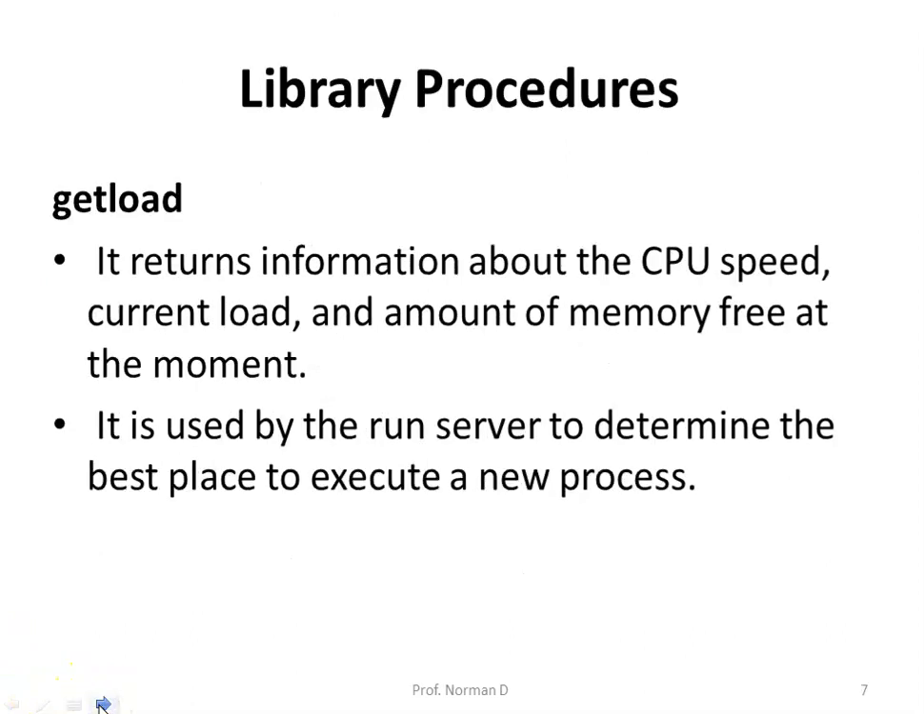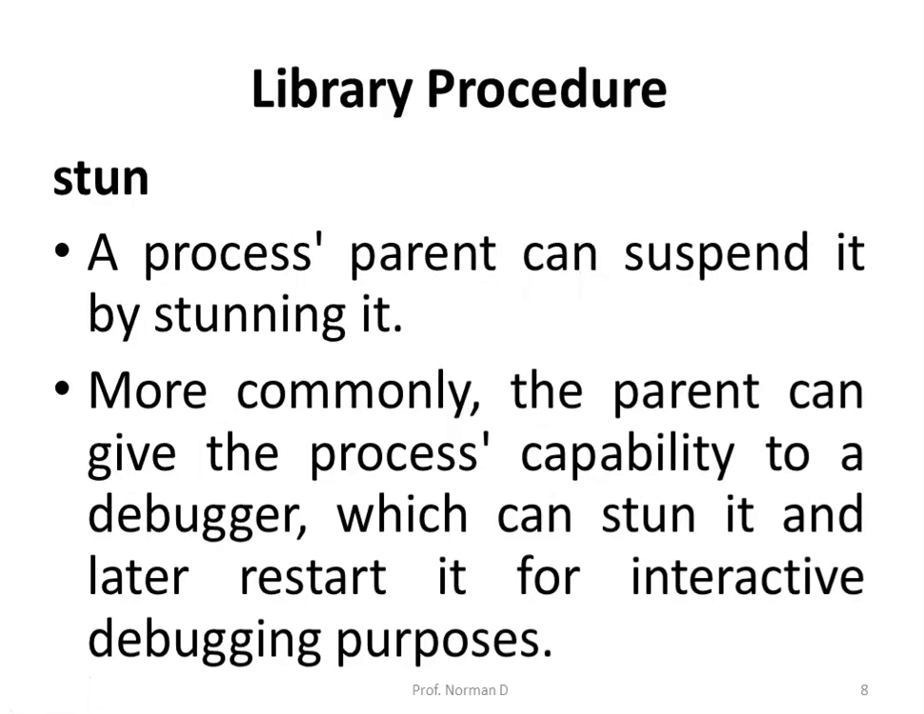Now some of the library procedures. One of the library procedures is getload. This procedure returns information about the CPU speed, current load, and amount of memory free at that moment. It is used by the run server to determine the best place to execute a new process. The next library procedure is stun. A process's parent can suspend it by stunning it. More commonly, the parent can give the process capability to a debugger, which can stun it and later restart it for interactive debugging purposes.